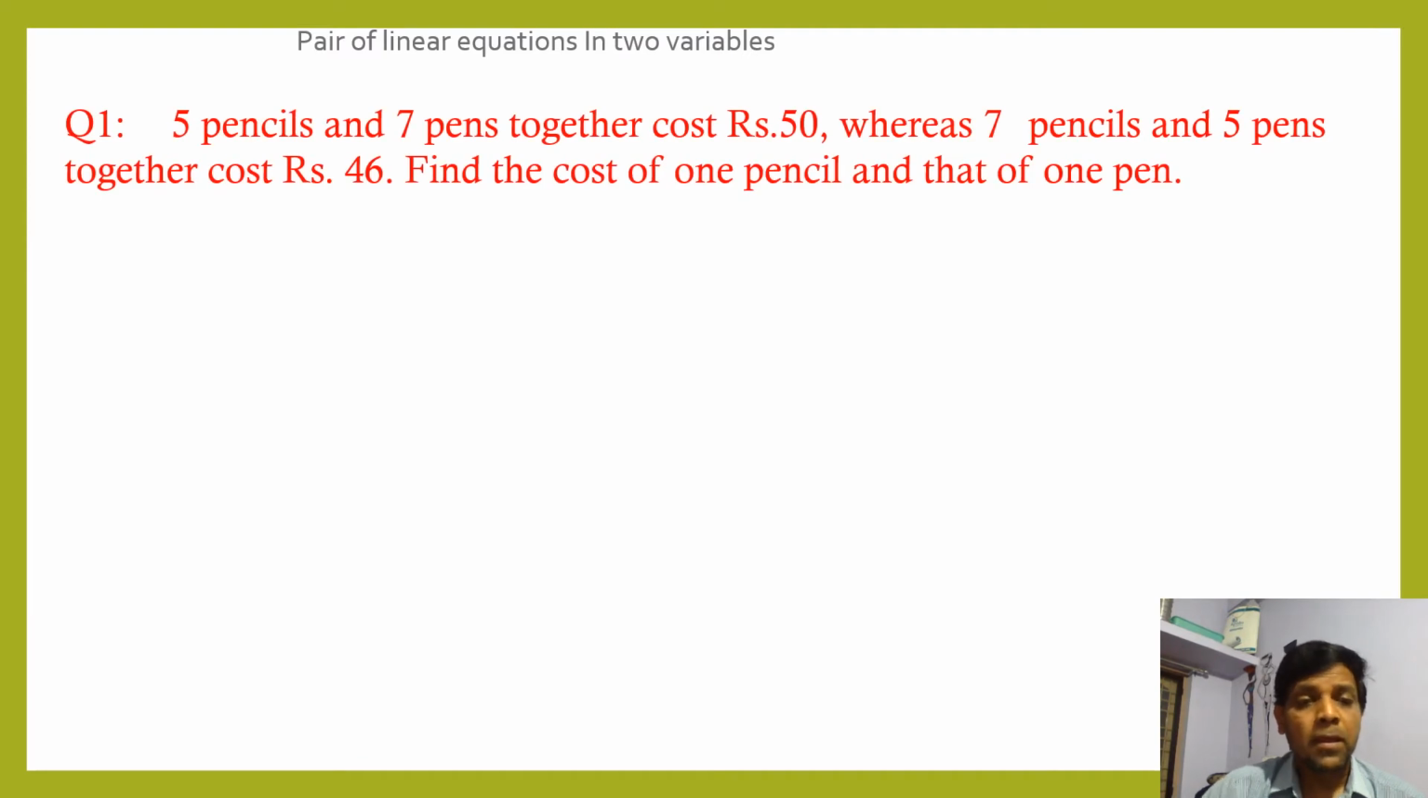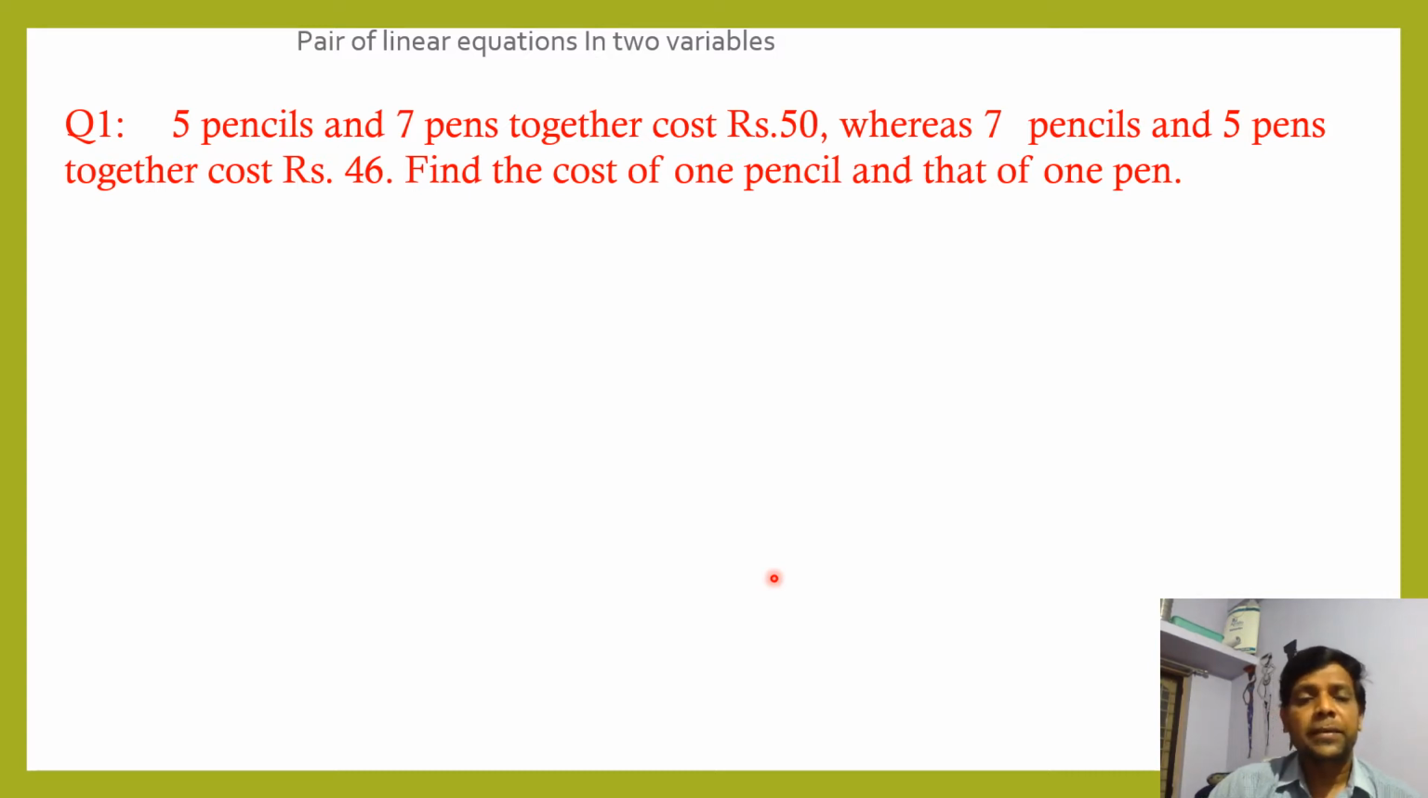First question: 5 pencils and 7 pens together cost rupees 50, whereas 7 pencils and 5 pens together cost 46 rupees. Find the cost of one pencil and that of one pen. So what is the given question? 5 pencils and 7 pens cost 50 rupees and 7 pencils and 5 pens cost 46 rupees. Find the cost of one pencil and one pen.